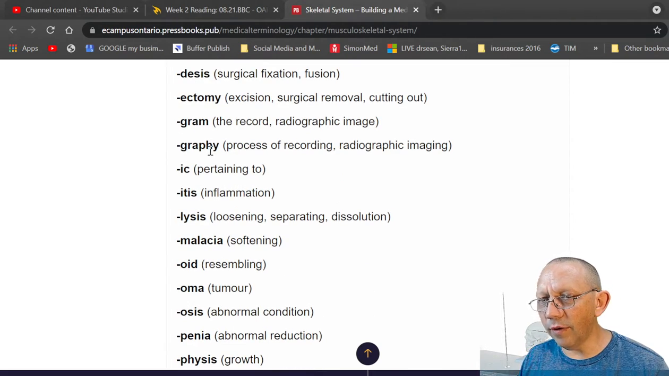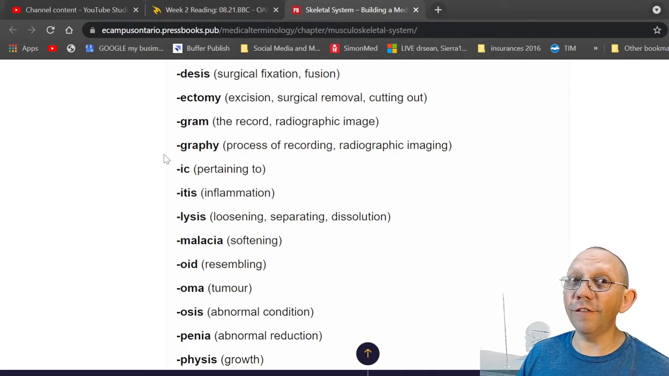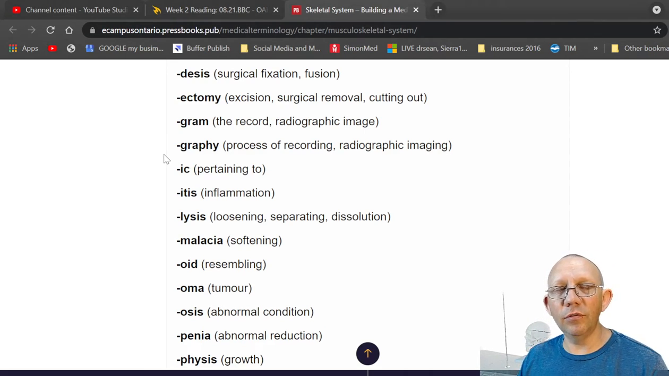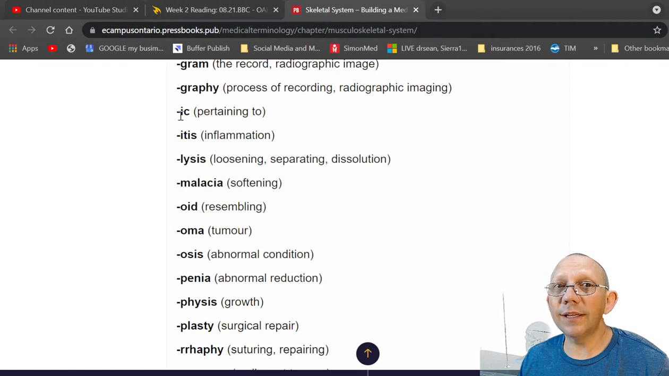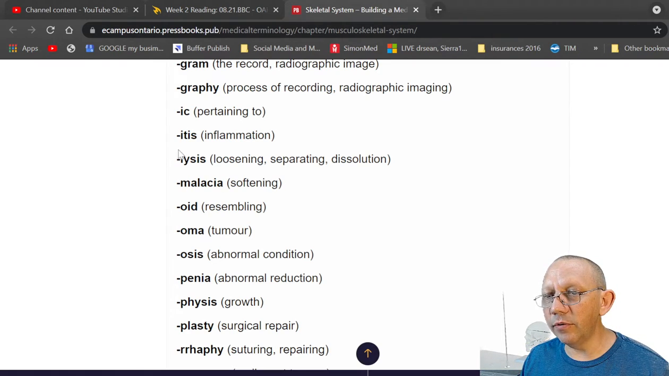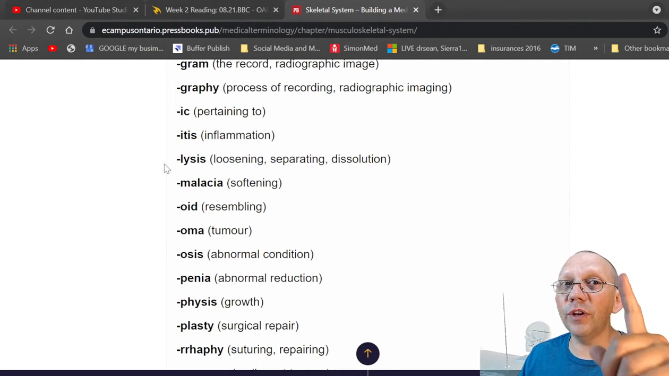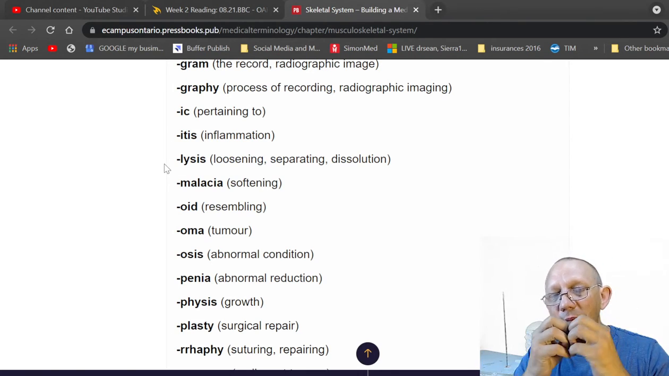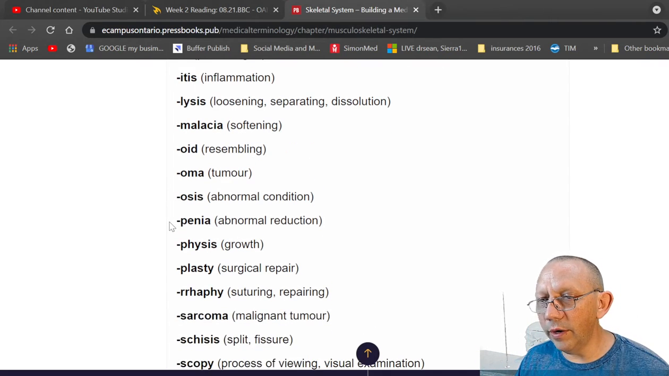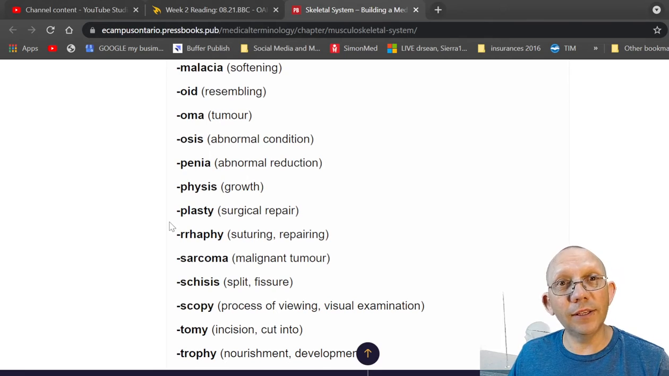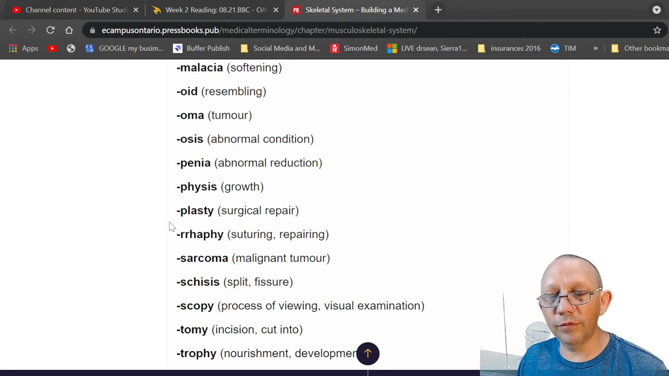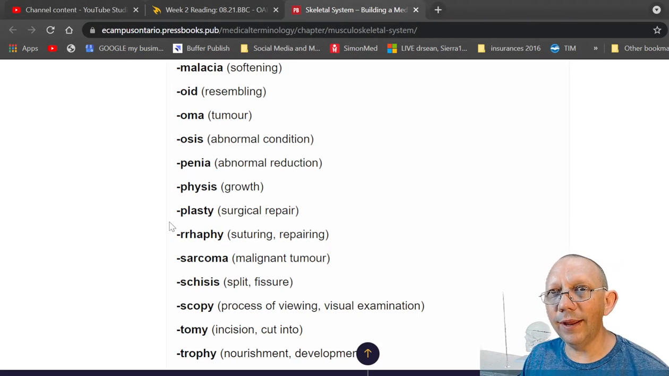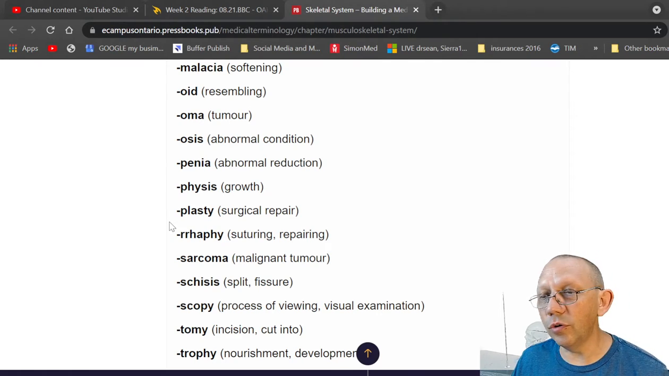Going down to graphy, process of recording. So a radiography or an osteography would give you information on those, right? Osteogram, right? Record. Pertaining to septic, sepsis, and septic. Malacia is softening of the bones. Lysis is loosening, separating. Lysis is a good one to know because you have lytic, or lysis, means to tear apart. Okay. Oid, resembling. Oma, tumor. Osteoma is a bone tumor. Myoma is a muscle tumor. Fibroma is a fibrous tissue tumor. And adipoma, you can have those too.